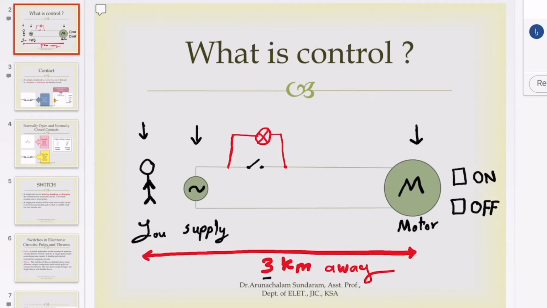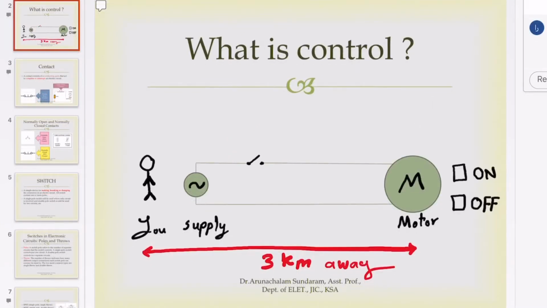So why do we add this lamp? Because it is not easy to go that 3 kilometers every time to the motor. So just by looking at the lamp, we know that the motor is on or off.